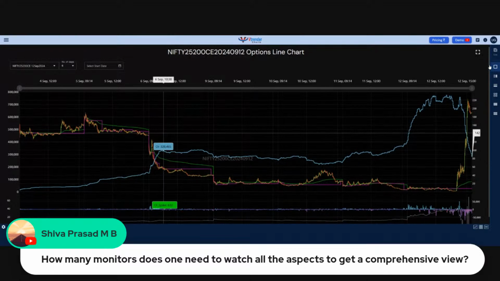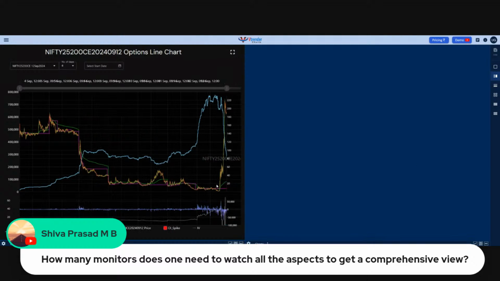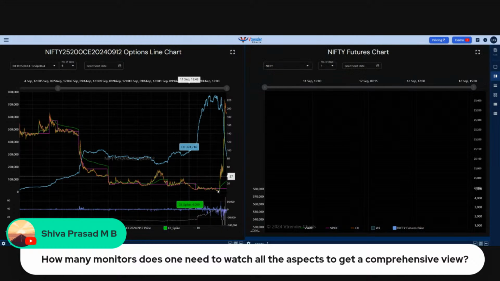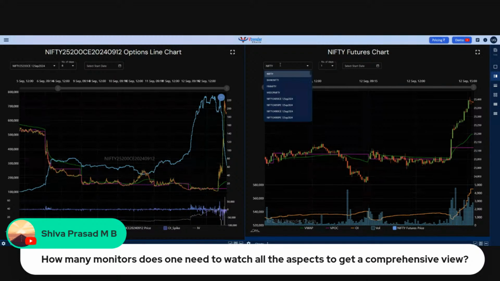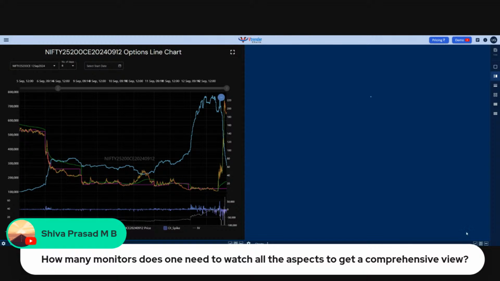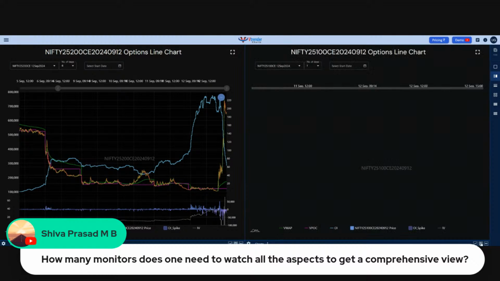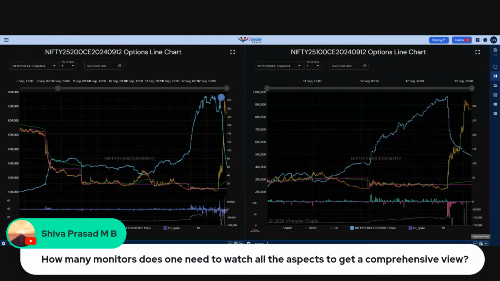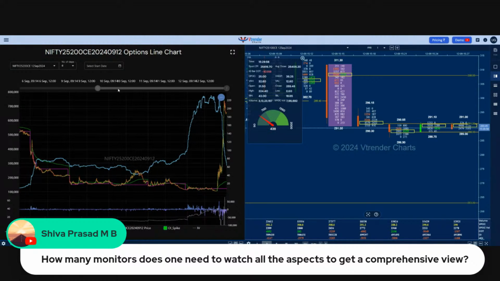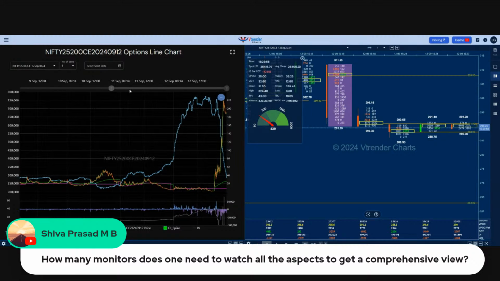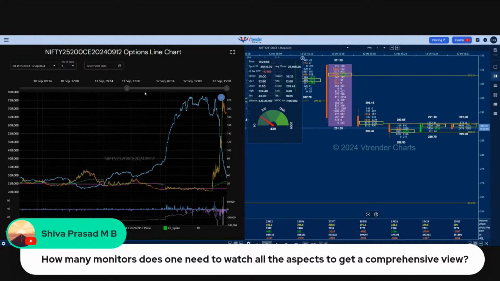So for example, when we were seeing this 25,100 line chart and we saw that auction getting above that VWAP and POC of 30, we can open that 25,100 call order flow and see if it is showing us any IB signals. So we have some awesome features here. It is up to us how we make best use of that.